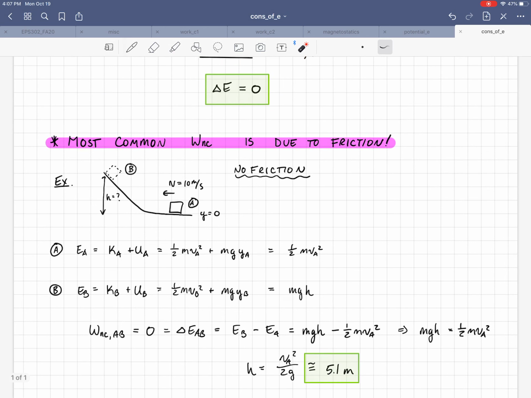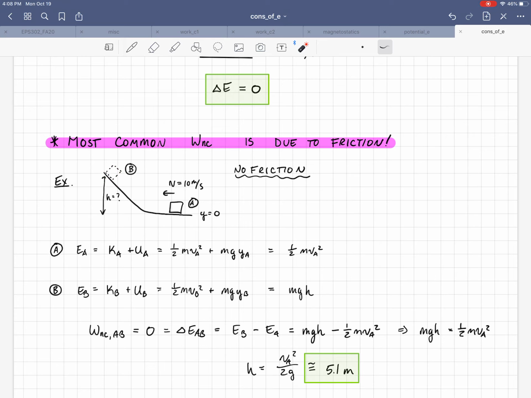Let's look at an example to see how we leverage the conservation of energy to solve a problem really quickly. I've got a block moving to the left at 10 meters per second. There's no friction in this problem, and the block is going to slide up this ramp, and of course it's going to come to rest at some point. By energy arguments, as the block travels up the ramp, the gravitational potential energy will increase and the kinetic energy will decrease, and at some point the kinetic energy will decrease to zero, and that'll correspond to the highest point that we can reach.